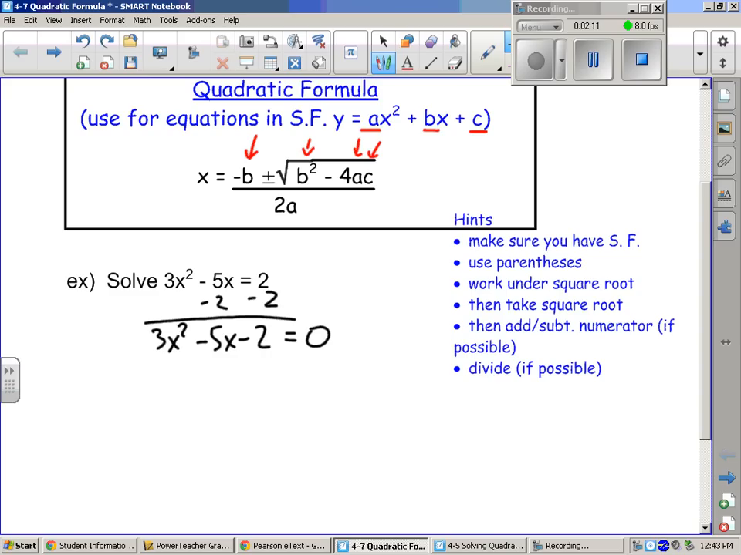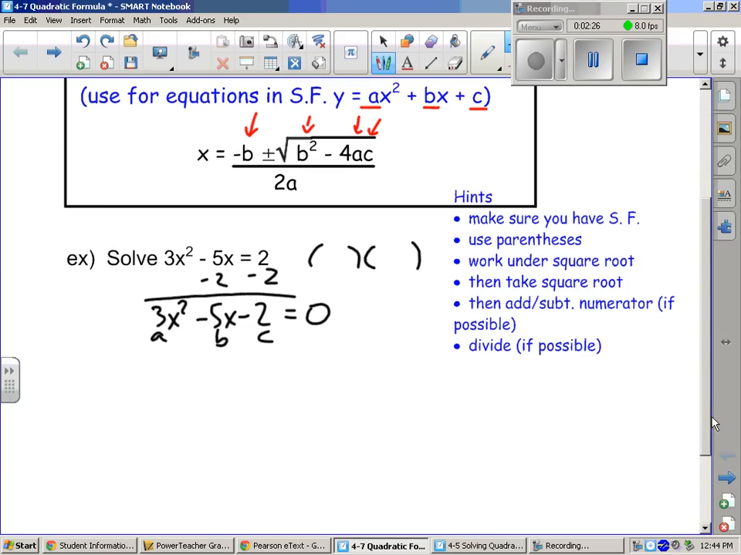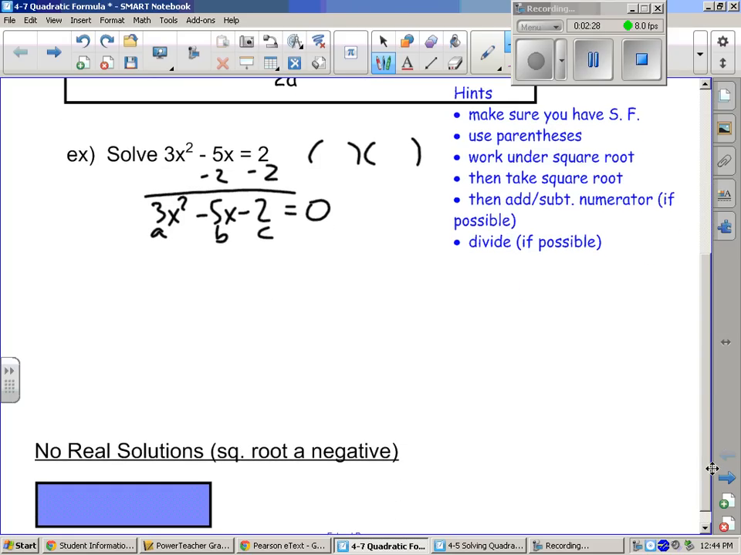Good job. Now, if I want to, I can try to factor that into two parentheses, but I'm going to find out that it doesn't work. The numbers just don't work out. So this is A, this is B, and this is C. Let's put that in our formula.